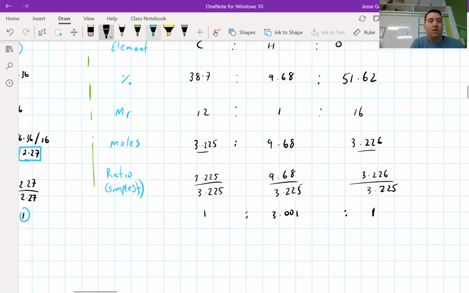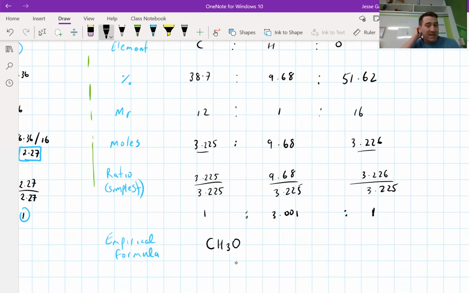So empirical formula, go ahead and write down what the final answer is here. Okay, you should only be playing if you've written down the final answer. You've got 1 for carbon, 3 parts hydrogen, so H3, and 1 part oxygen, O. So there's your empirical formula for this, CH3O.